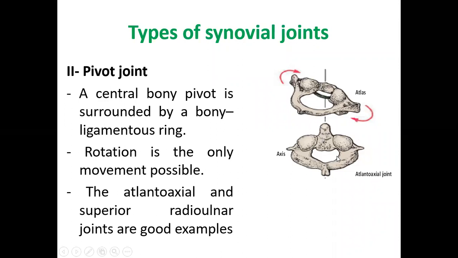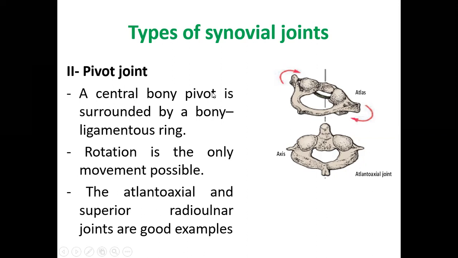on the second vertebra. This is the second cervical vertebra, and this is the first cervical vertebra, called the atlas, and the second cervical vertebra is called the axis. On the axis, the first vertebra will move side to side, which helps in saying no, no. That movement is done by these two bones. So this joint is called the pivot joint.